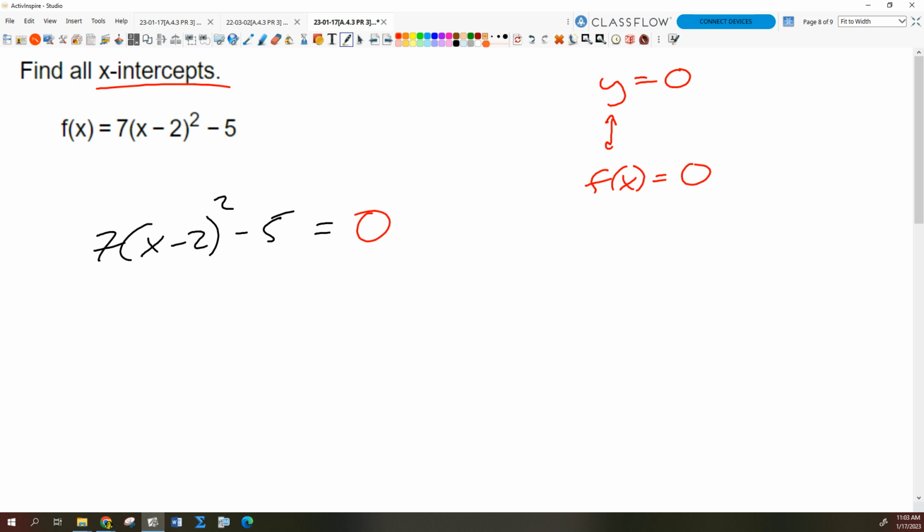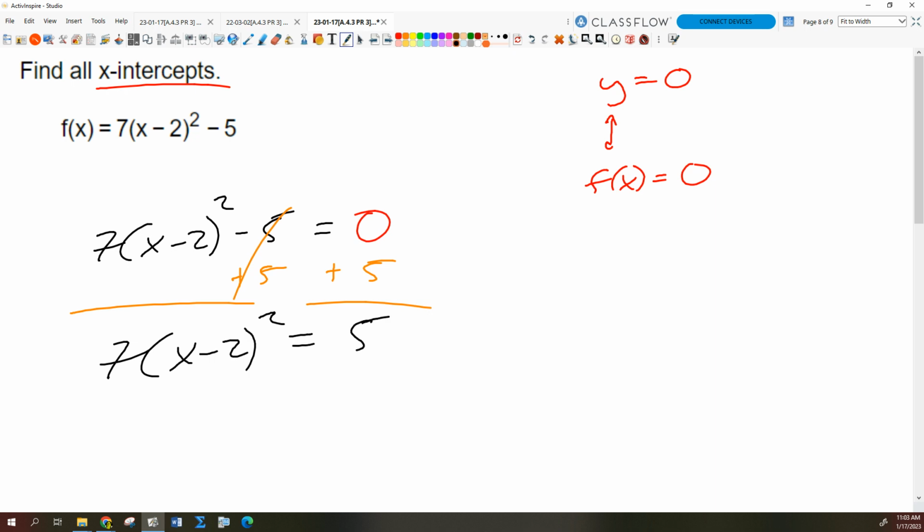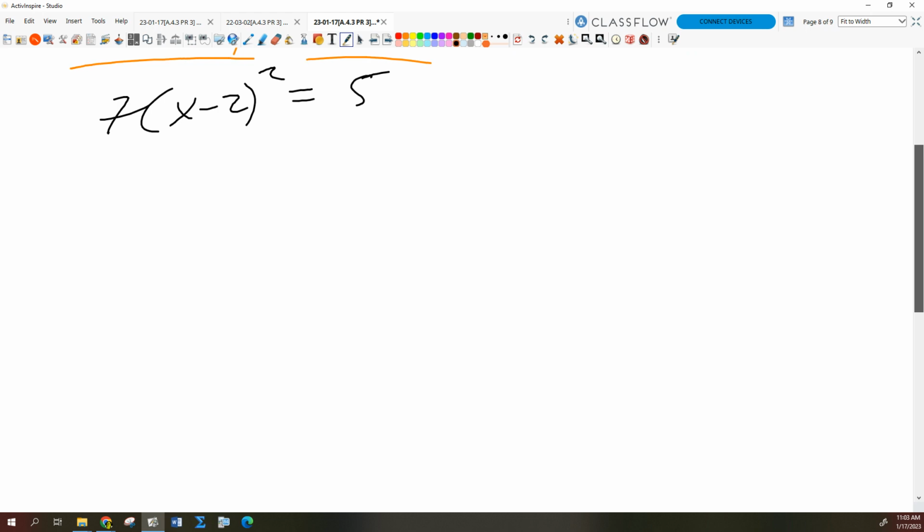Well, but because I still have to isolate the x, right? So let's quickly, one last time, let's isolate the x here. First step, everybody, what am I doing? Add 5, good. Okay, so add 5. Those guys cancel. That gives us 7 times the quantity x minus 2 squared equals 5. What's next? Divide by 7, right?